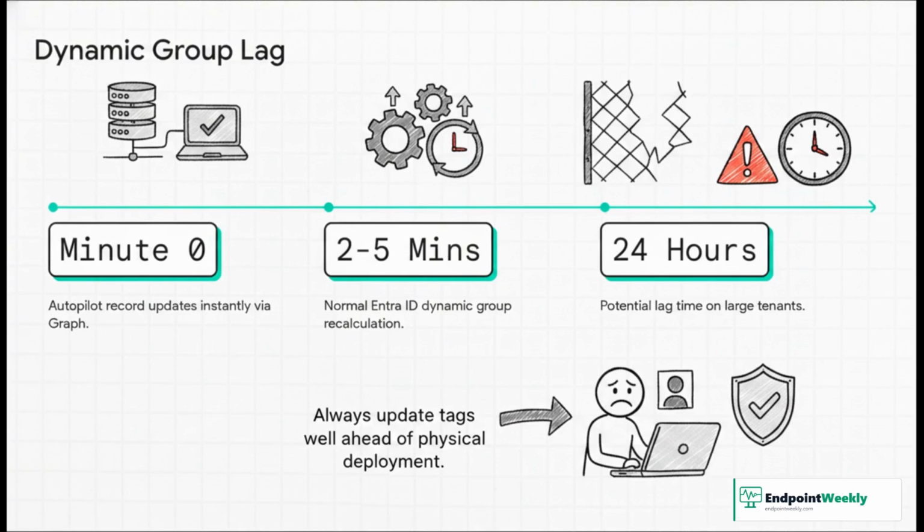But EntraID dynamic groups calculate asynchronously. Normally, you're looking at maybe 2 to 5 minutes. But on very large enterprise tenants, that dynamic group recalculation can actually lag for up to 24 hours. If your end user turns on the laptop and hits OOBE before that group updates, they're going to get the wrong deployment profile. Always update your tags well ahead of the physical deployment.